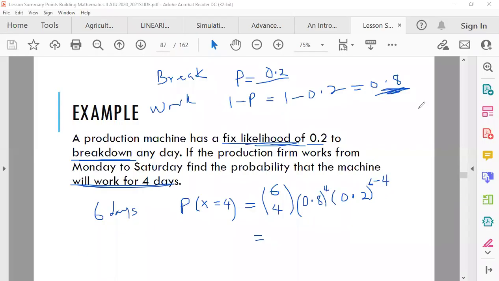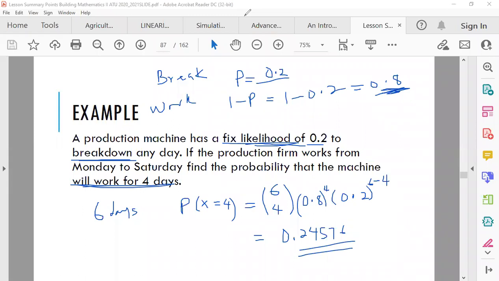So our answer from what we are getting is 0.24576. So that gives us the probability that a machine will work for 4 out of 6 days when we are given a probability of 0.8 for it to work. Okay, any question at this point? If you have any question, you can ask. Any question, raise up your hand first.